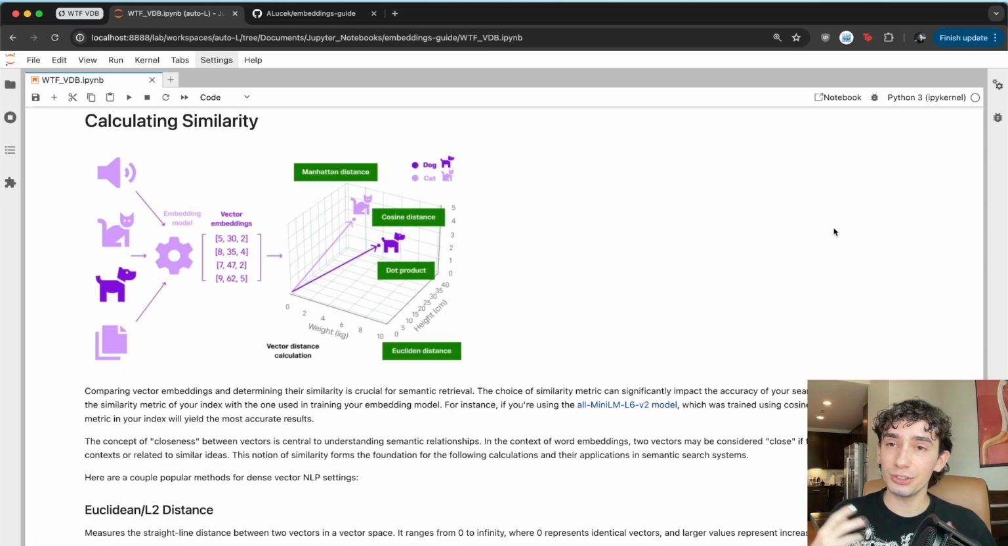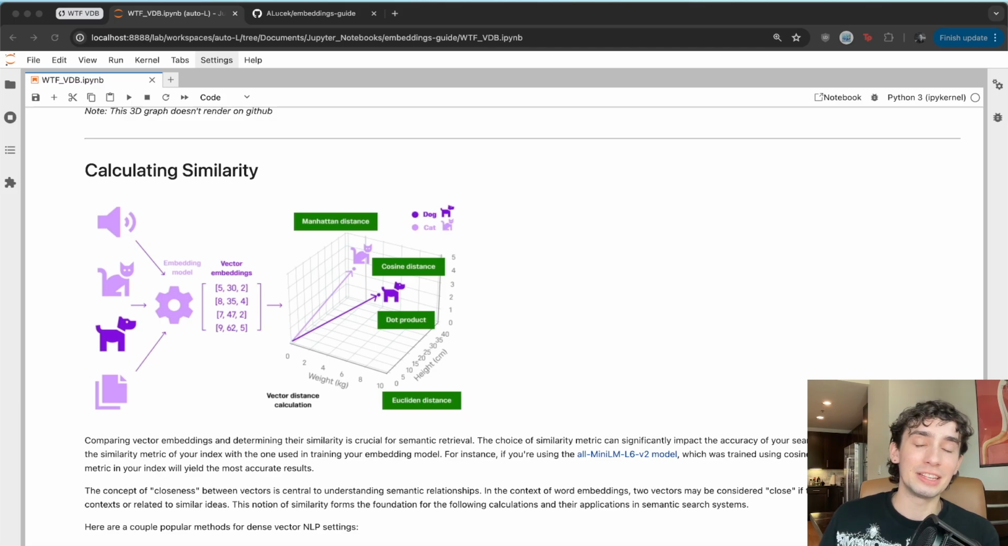space. And this is phenomenal for us because now what we can do is actually compare these 2 points to calculate sort of how similar something might be. Calculating this similarity is going to be crucial down the line as we work towards putting together this semantic-based retrieval of context for our different RAG pipelines. And also, the concept of closeness between vectors is super central to understanding these semantic relationships. In the context of word embeddings, 2 vectors may be considered close if they actually represent words used in similar contexts or related to similar ideas.